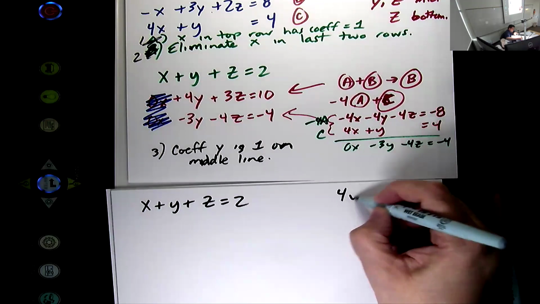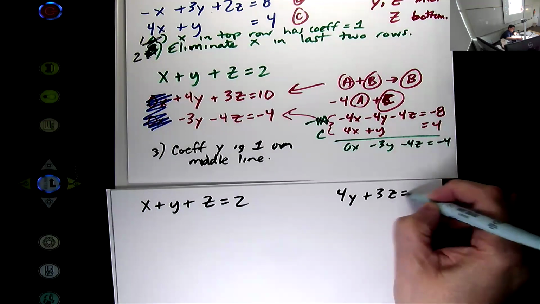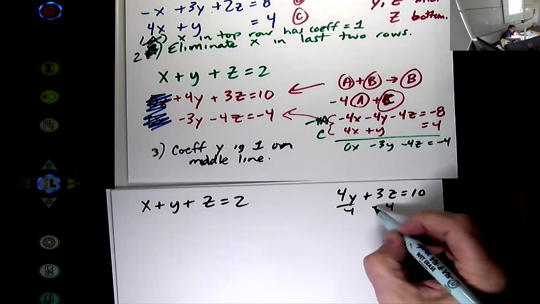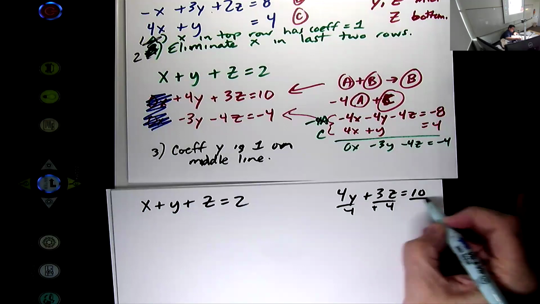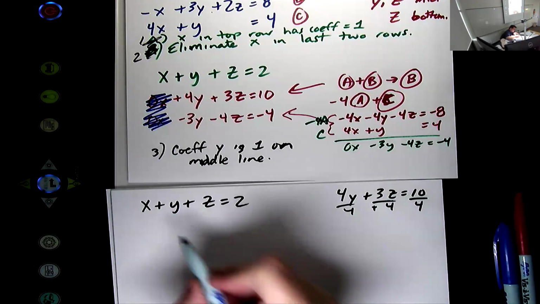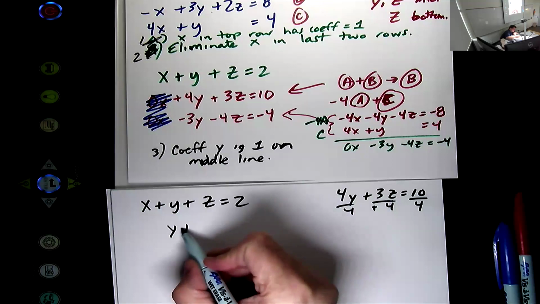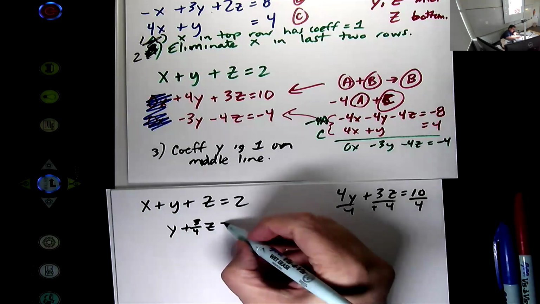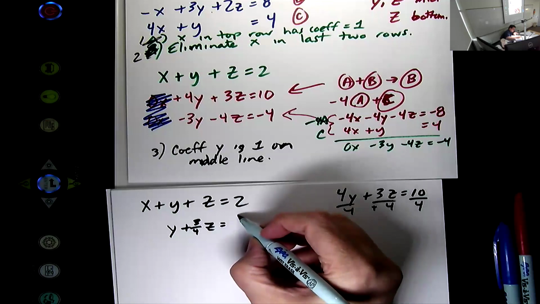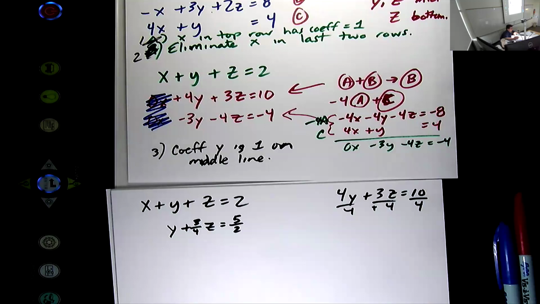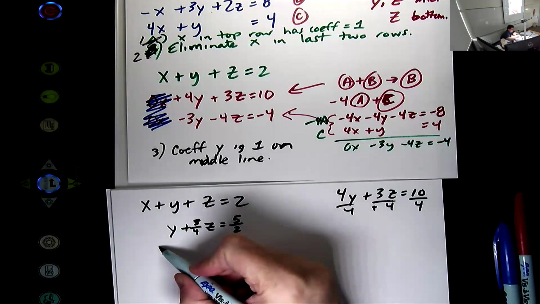So I had 4y plus 3z equals 10. I'm just going to divide by 4. And this line becomes y plus 3/4 z equals 10/4, which is 5/2. And the bottom line is still the same.